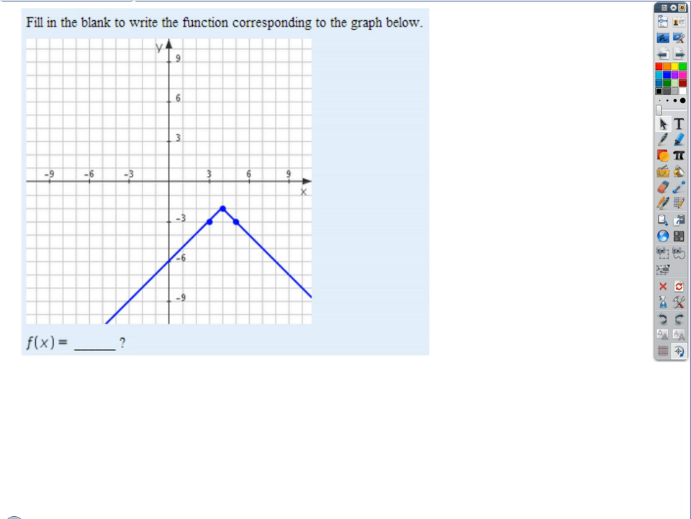So, what kind of function is this? Based on the shape, absolute value. Very good. It's a V shape, isn't it? It's upside down, but it's a V shape. So it's an absolute value function.